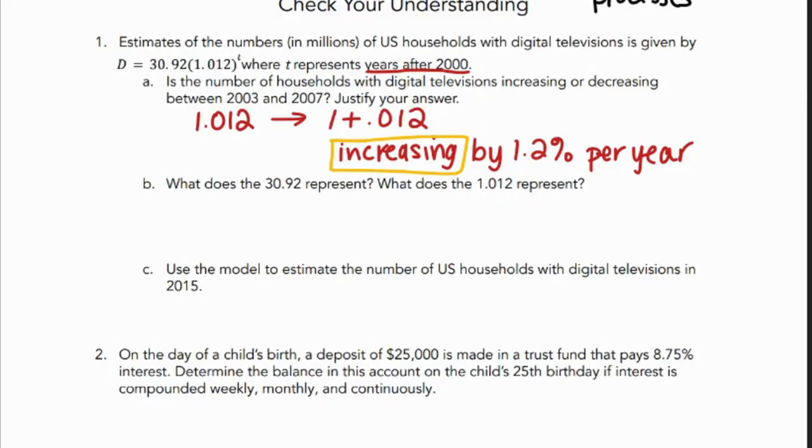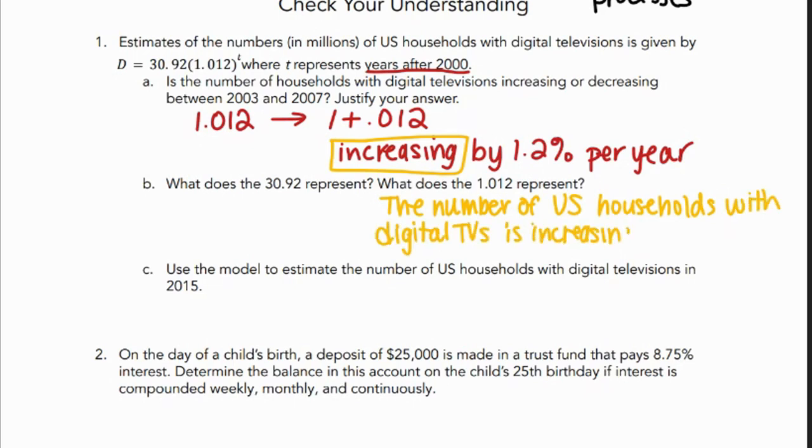What does the 1.012 represent? And that is the increase in the number of digital televisions. So let's add a little bit of context to this answer. The number of U.S. households with digital TVs is increasing by 1.2% per year. All right, the other part of the question says, what does the 30.92 represent?